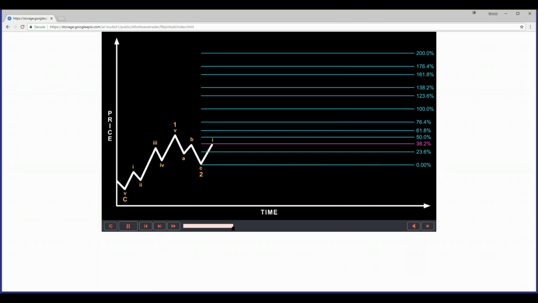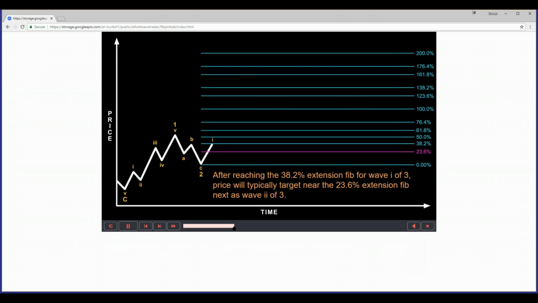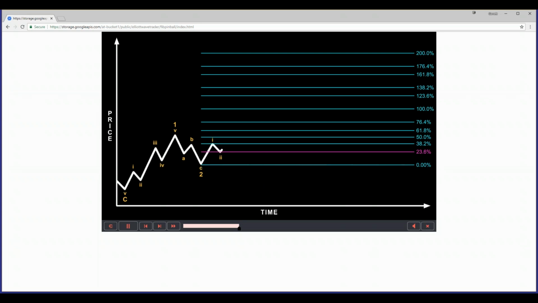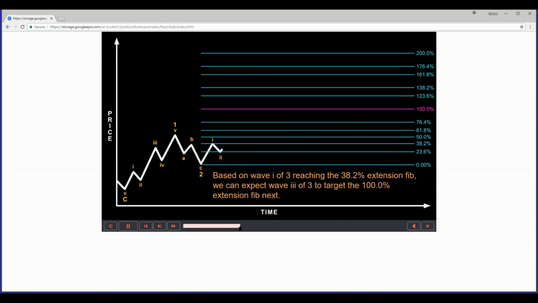What we're going to expect next is wave 2 of 3 to pull back to around the 236. That isn't exact. You can just as easily use a small retracement of that wave 1, looking for the same standard 382 to 618 retrace that you normally see for wave 2. That's pretty much just as effective. But once you have that initial 1 and 2 start to your wave 3, and wave 1 of 3 hit the 382 extension, then you're going to expect wave 3 of 3 to hit that 100% extension.